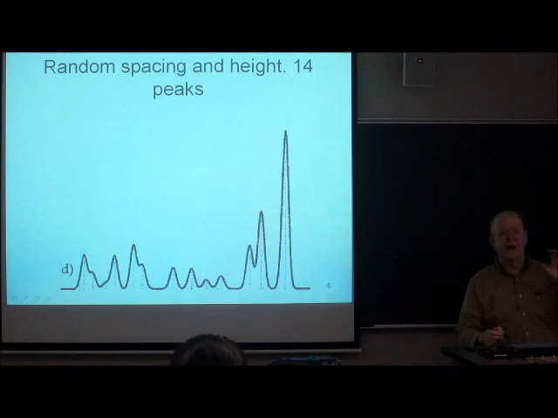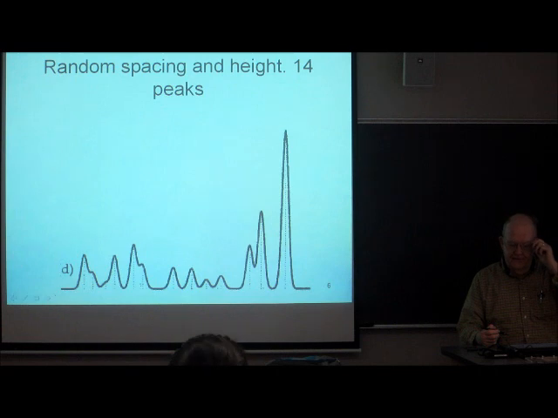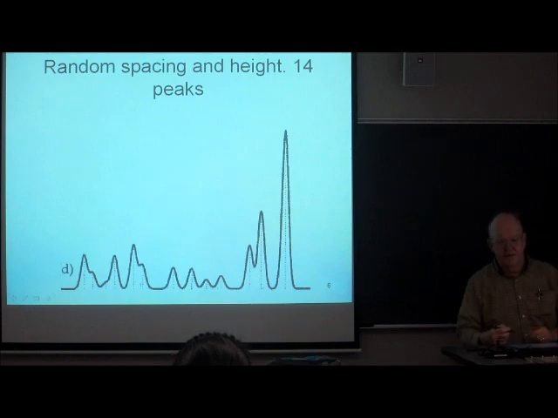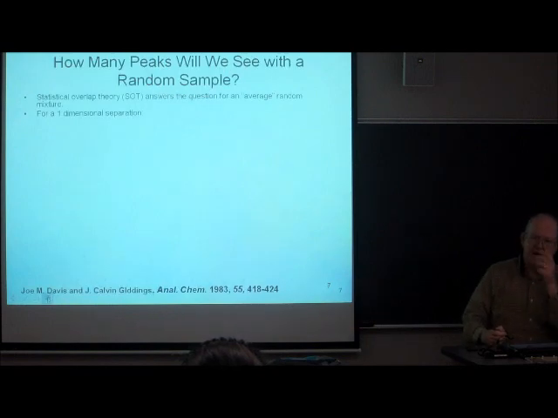If we allow both the heights and the retention times to vary randomly, then this is an example of a distribution that you get in that situation. This is a little bit more difficult to treat, but SOT theory, the detailed theory, does allow you to treat cases where the height and the positions vary randomly. But we're just going to consider the situation where the positions vary randomly. Okay, so the question is, how many peaks will you see?